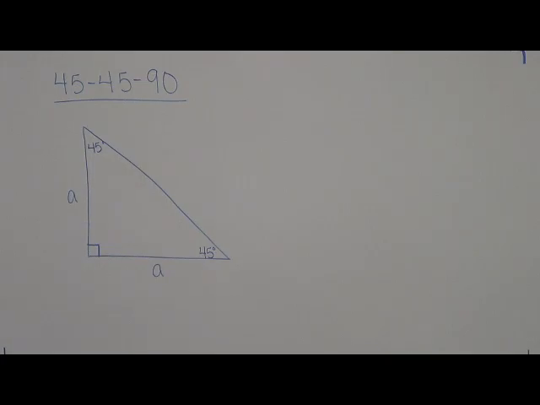Alright, this is the last section in this unit. And today we're talking about special right triangles. There are two types of special right triangles. The first one is a 45, 45, 90, and we call them by their angle names.